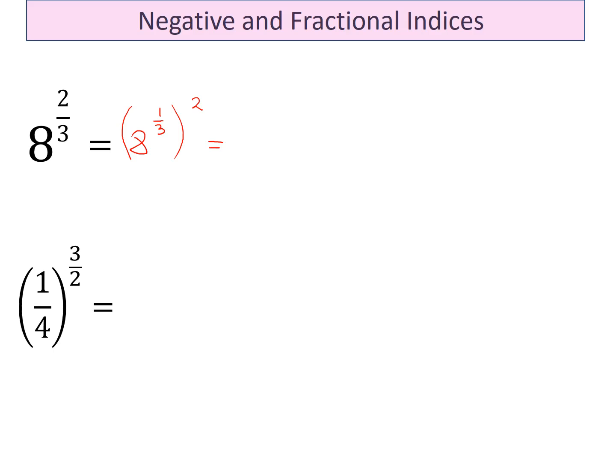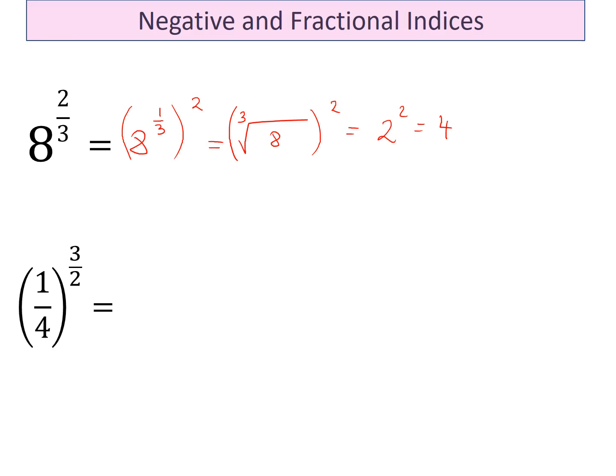Now the power of a third can be written as the cube root of 8, and that is still squared. So that is 2 squared, which is equal to 4.